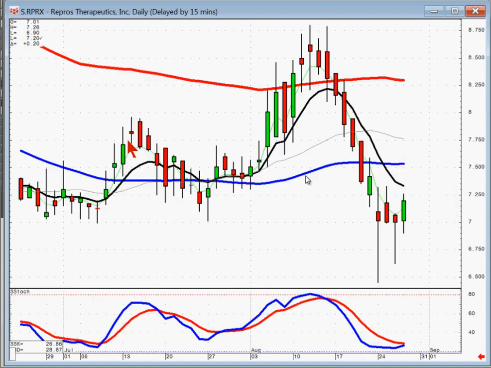And RPRX, Morningstar type signal. Notice the hammers down here. So again, close enough to the T line that I'd rather buy it once it came back up through the T line. And again, notice where this is occurring, right about the same place it bottomed here and where it bottomed here.